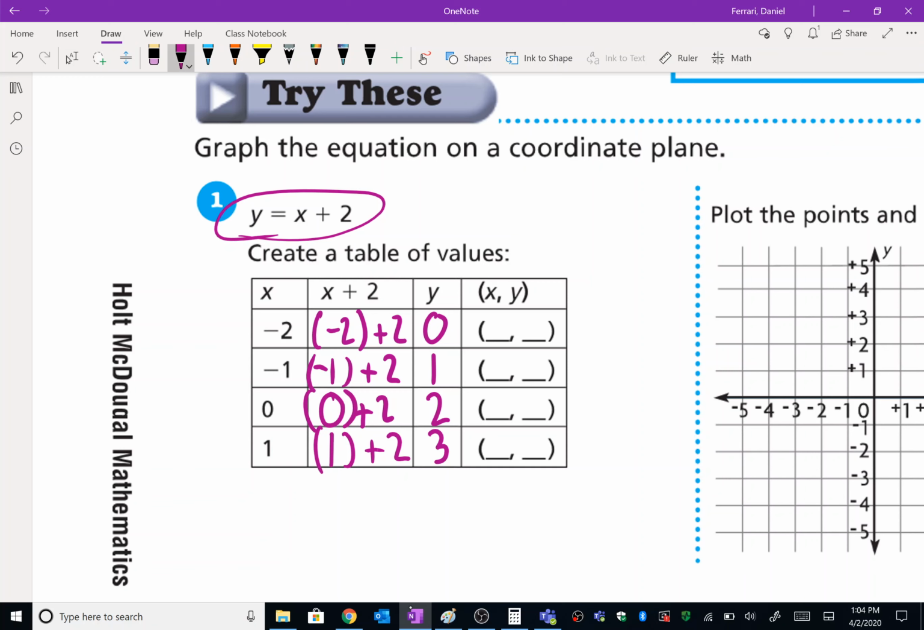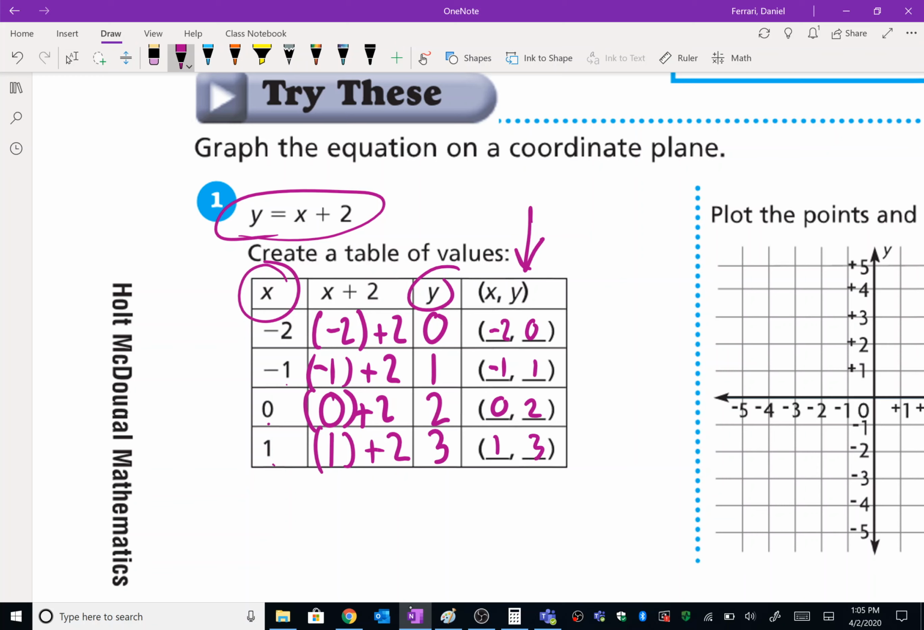Now it's just a matter of plugging in our values. So now it wants us to give it as a point. So now we're just going to combine our x column and our y column and put them together into our fourth column. So the first point is going to be negative 2, 0. The next point is negative 1, 1. And again, I'm just pulling these from the x and the y. So the x is negative 1, the y is positive 1. The x is 0, the y is 2. The x is 1, and the y is 3.